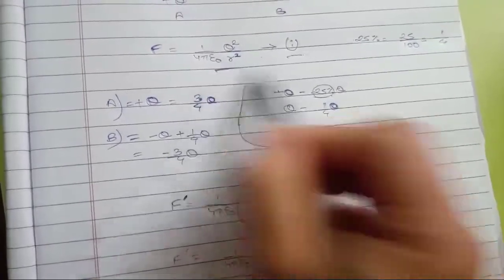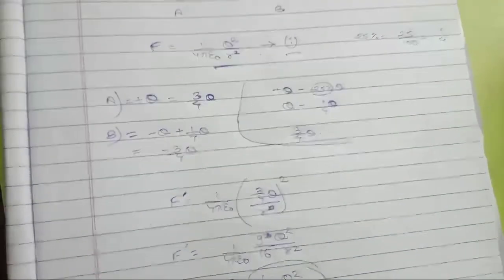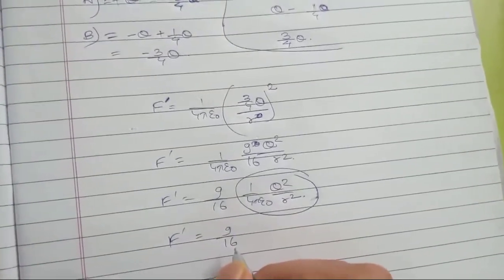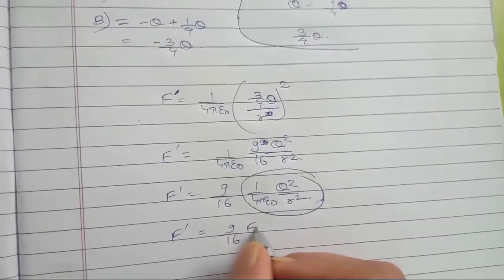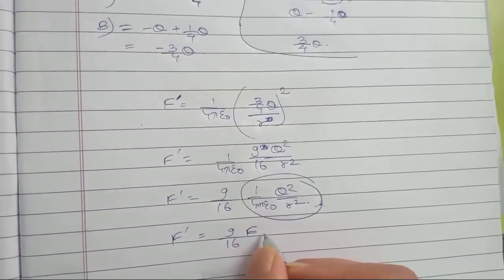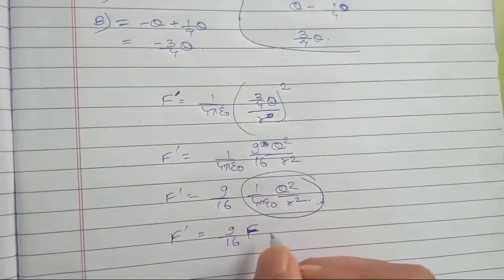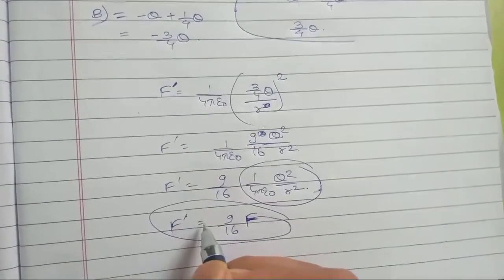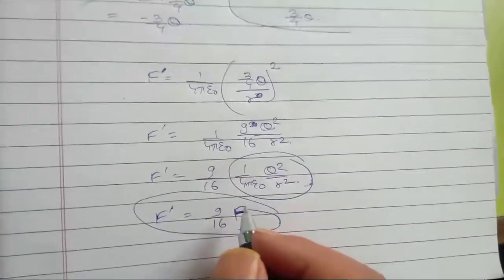And this whole thing is, from the first situation, equal to F. F dash is equal to 9 by 16 F. Okay, sorry, my camera was not moved. So we got our answer. F dash is equal to 9 by 16 F.